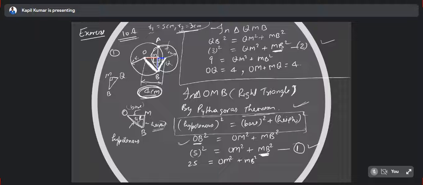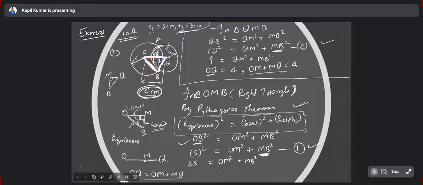Actually, this full distance from here to here is OQ. And here we have point M. Let me draw this line here. This is O, this is Q, and there we have a point M. So for OQ, I can write OM plus MQ. OQ is this plus this. So in place of OQ, I have written OM plus MQ.